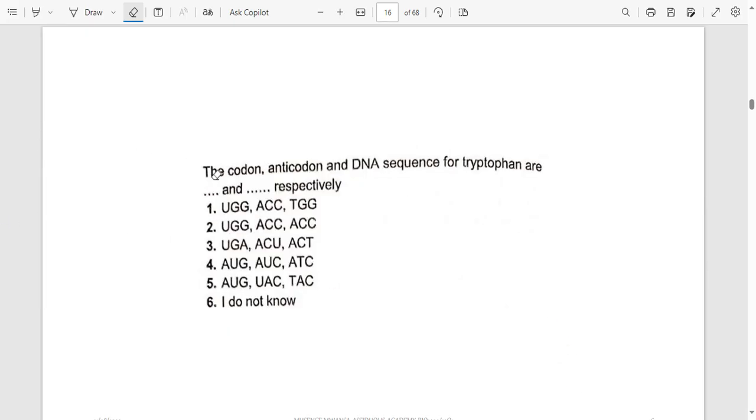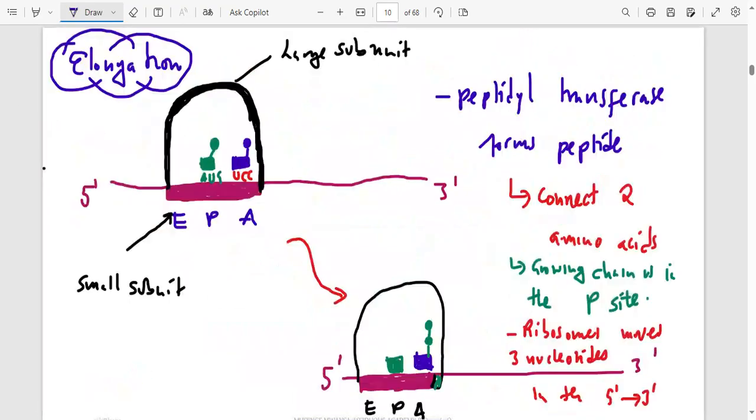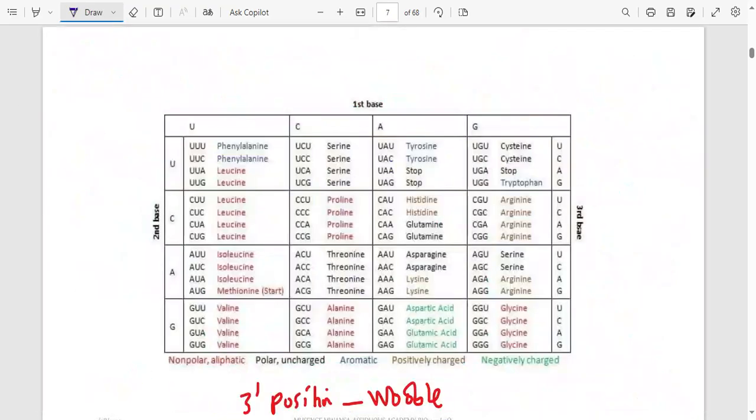The codon, anticodon, and DNA sequence for tryptophan are dash and dash respectively. This is given. Tryptophan is actually, on the genetic code, one of only two amino acids that are coded by only one codon: methionine and tryptophan. Methionine is only AUG. Tryptophan is only UGG.